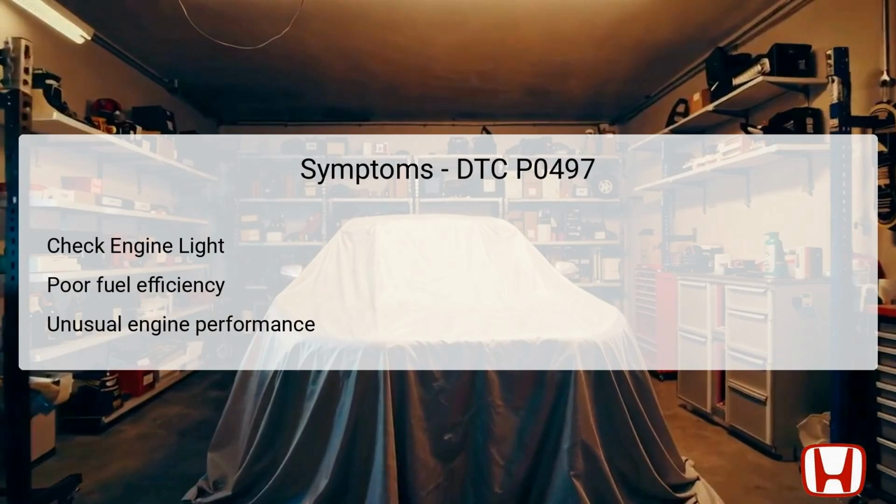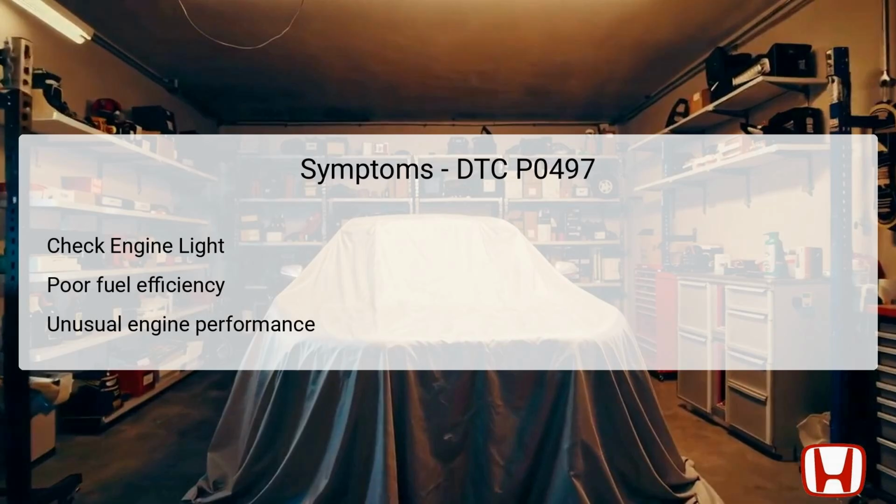The symptoms associated with DTC P0497 include the illumination of the check engine light, CEL, on the dashboard. This warning alerts the driver to a potential issue within the vehicle's emission system. Alongside the CEL, drivers may notice a decline in fuel efficiency as the engine is unable to manage fuel vapors adequately, leading to unnecessary waste.